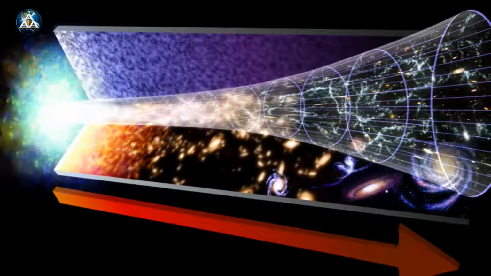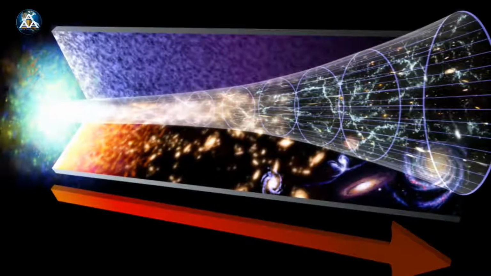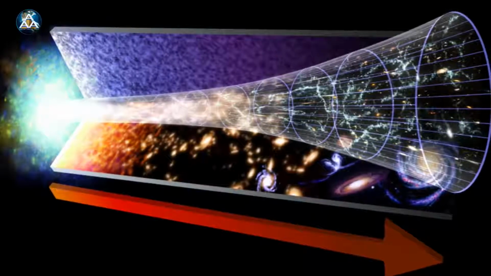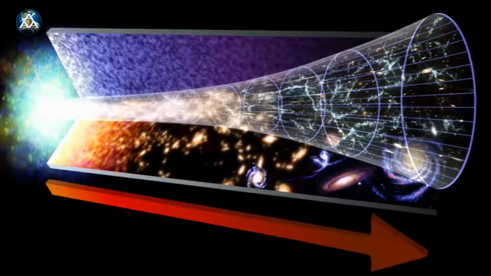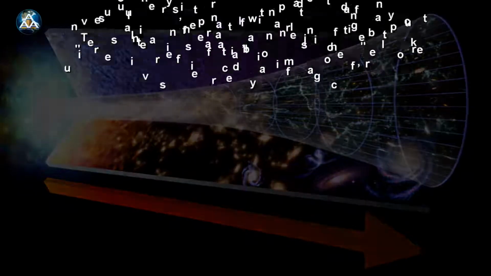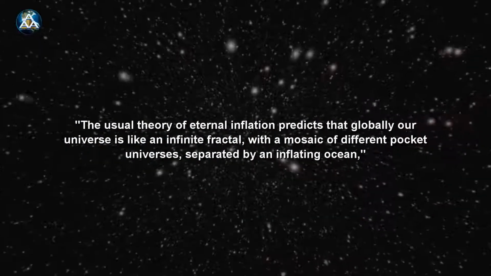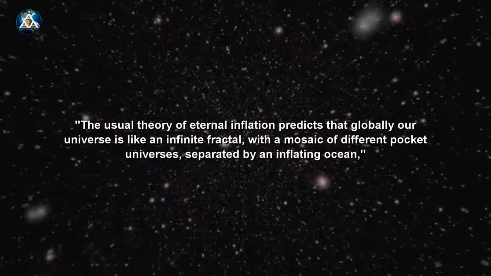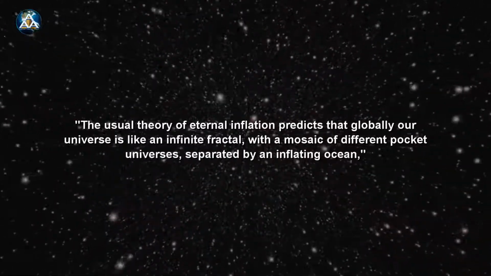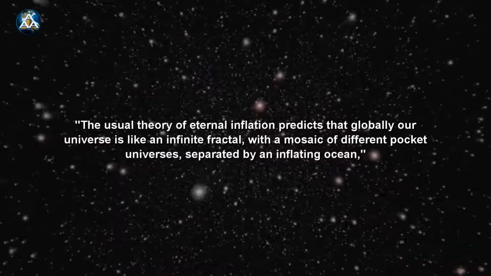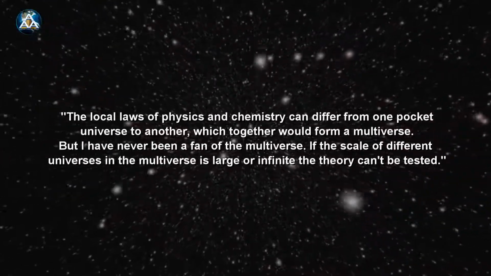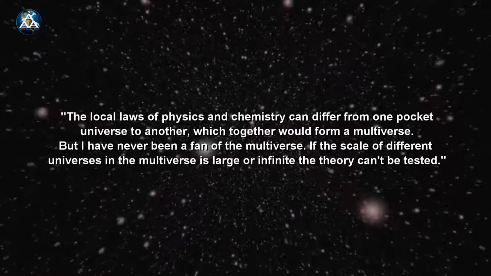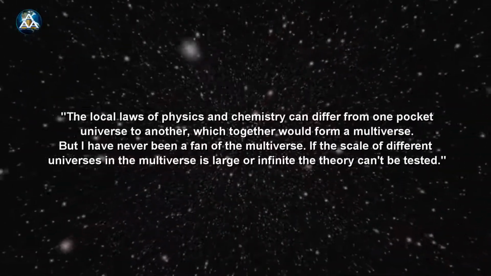Everything we see in our observable universe, according to this theory, is contained in just one of these bubbles, in which inflation has stopped, allowing for the formation of stars and galaxies. "The usual theory of eternal inflation predicts that globally our universe is like an infinite fractal, with a mosaic of different pocket universes separated by an inflating ocean," Hawking explained. "The local laws of physics and chemistry can differ from one pocket universe to another, which together would form a multiverse. But I've never been a fan of the multiverse."